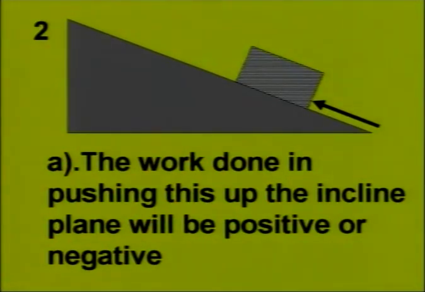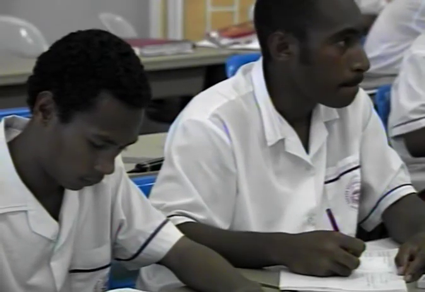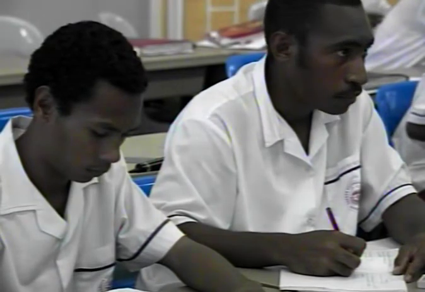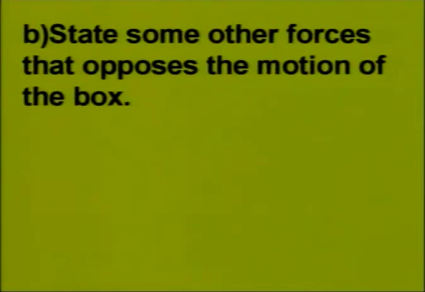Okay, moving on to the third question. B is: state some other forces that oppose that motion. Okay, Michel, you state or give us the forces that are opposing that motion. The weight of the box. Okay, the weight of that object, and what else?